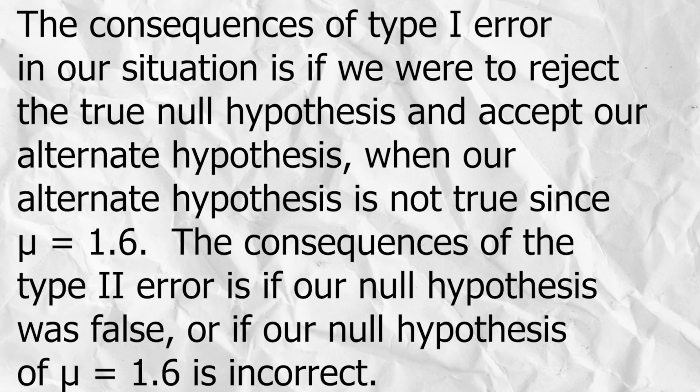The consequences of type 1 error in our situation is if we were to reject the true null hypothesis and accept our alternate hypothesis, when our alternate hypothesis is not true since mu is equal to 1.6. The consequences of the type 2 error is if our null hypothesis was false, or if our null hypothesis of mu equal 1.6 is incorrect.